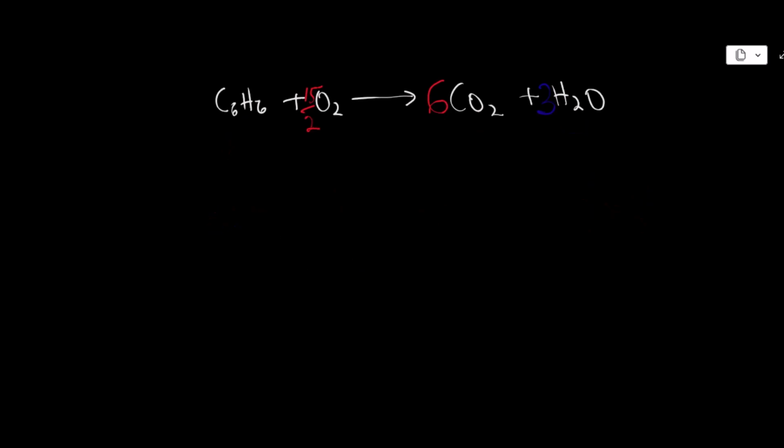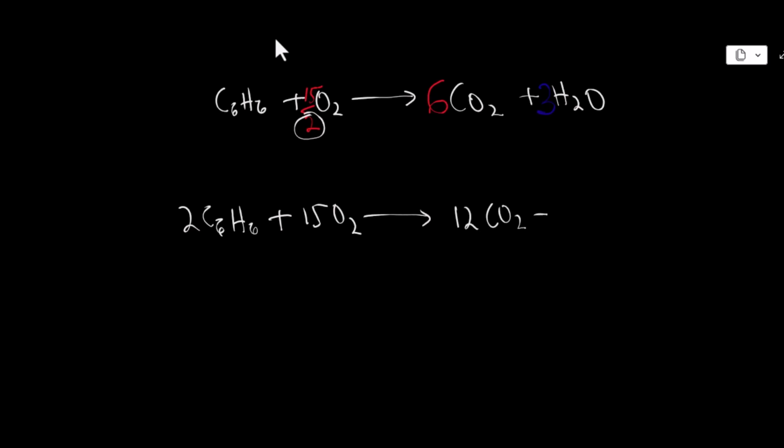Now this is not an ideal practice. So what we do is that we multiply the entire equation with the denominator, which is 2. So on the left hand side we are going to have 2 C6H6 plus 15 O2 giving us 12 CO2 plus 6 H2O.